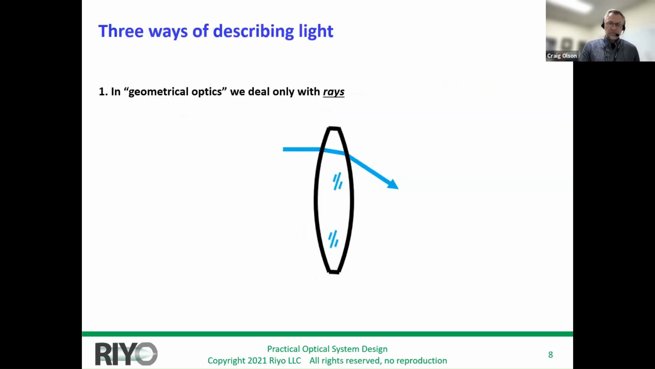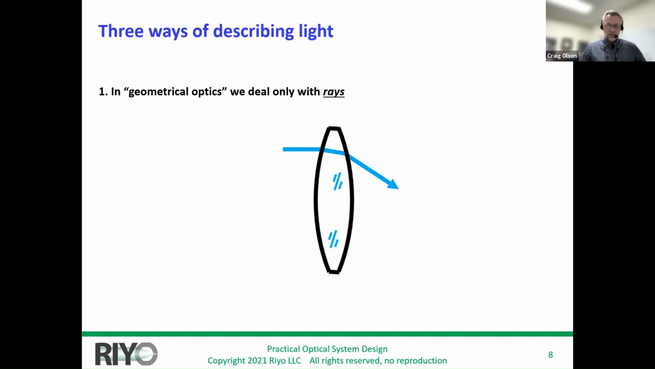Next slide. Just to cover a bit about light, there's three ways of describing light, which you might remember from physics or optics if you had it. In geometrical optics, which is often considered the least mathematically rigorous, even though that's not true, we deal only with rays. That really represents an ideal representation of how light travels through lenses or reflects off mirrors. And it's very useful for not only just lens design, but also all of optical system design, even illumination.